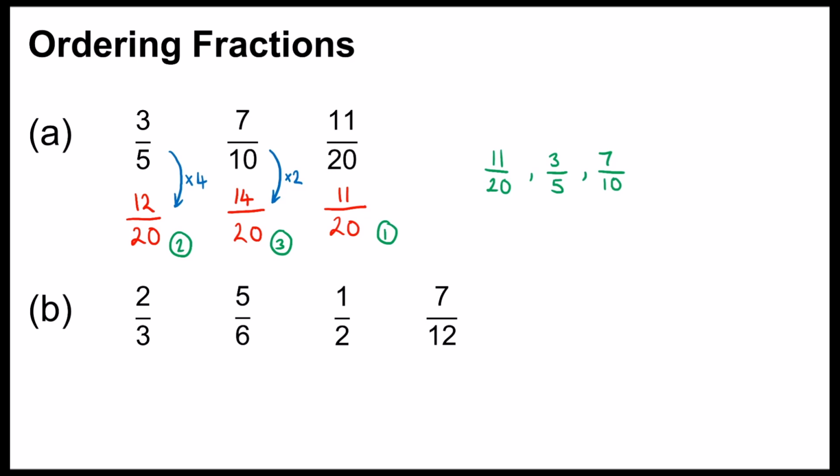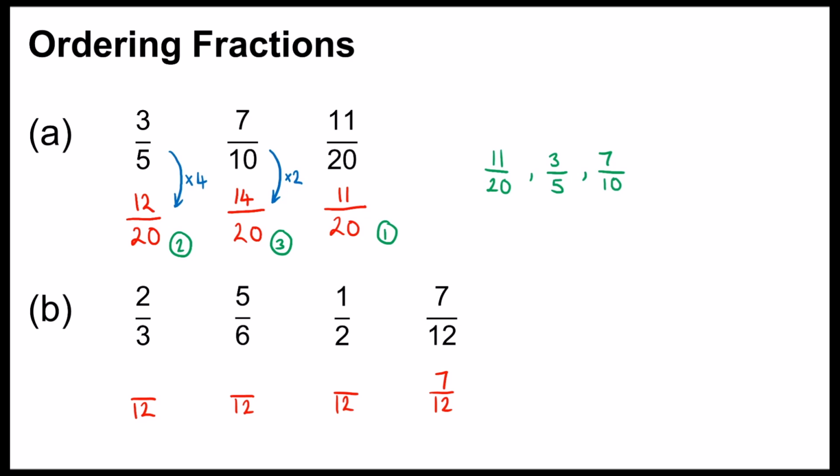We can do the same in our second example. Looking at the bottom of our fractions, I know that 12 is a common multiple of 2, 3, 6 and 12, so that is going to be our common denominator. That means I can start by writing all of my fractions out of 12. Because the last number is already out of 12, we can leave that as 7/12.